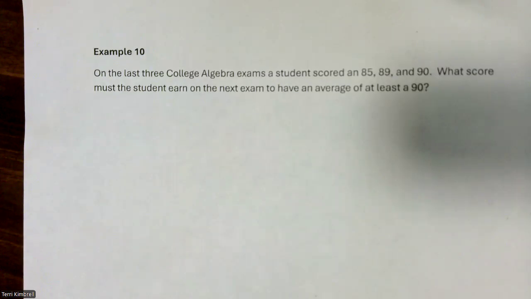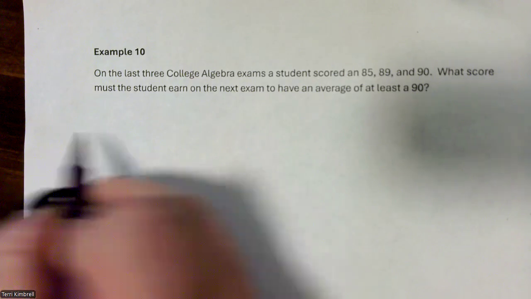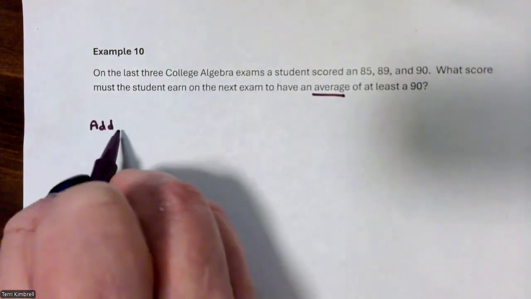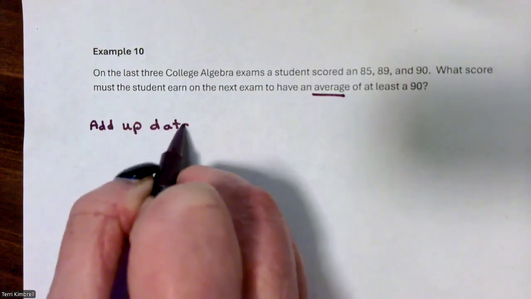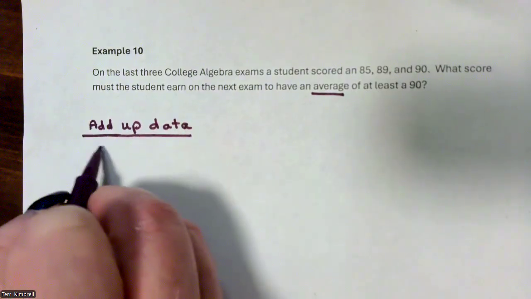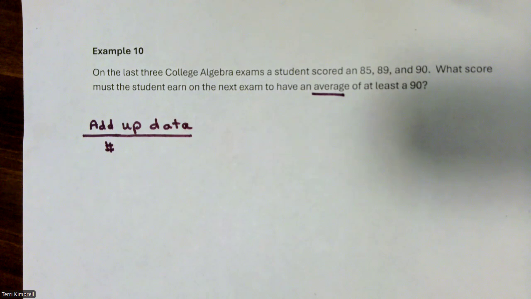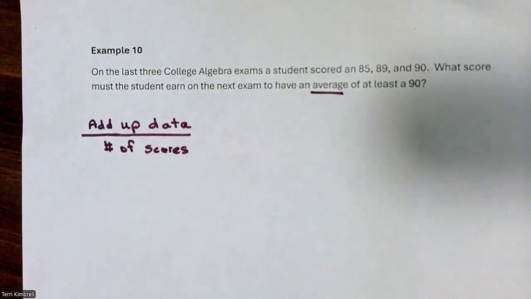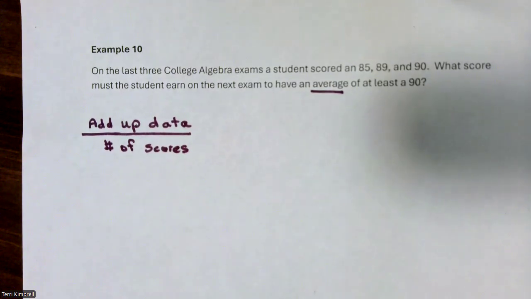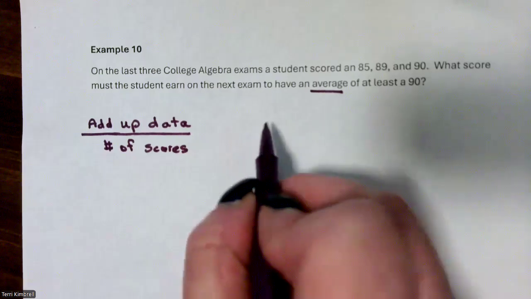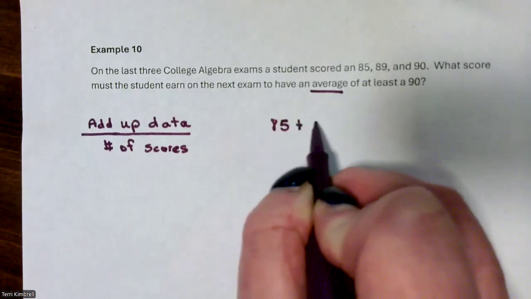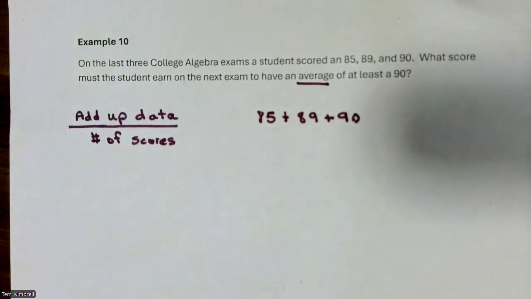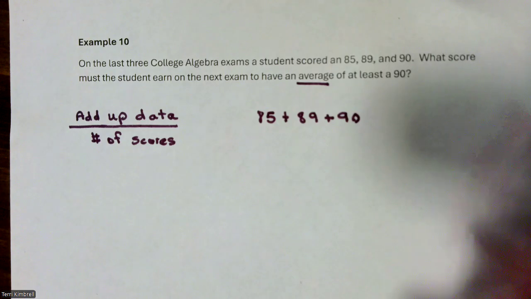And the last question deals with an average. So when you think about an average, that's where you're going to add up your data and divide by the number that you have, the number of scores here that we're talking about. So we want to find an average. So we have 3 college exams. So we're going to have an 85 plus an 89 plus a 90. So we're going to add those up. So it says, what score must they make on their next exam?